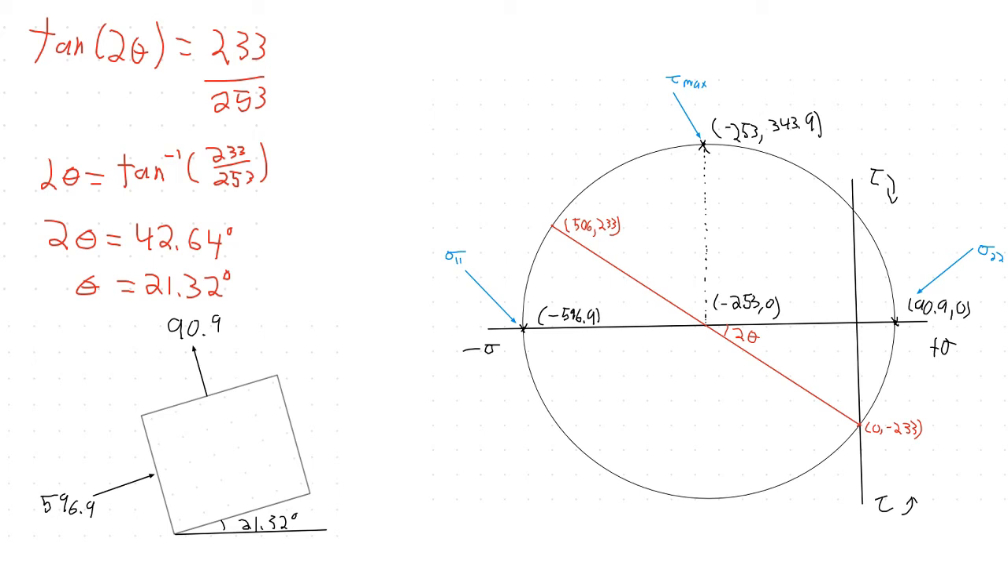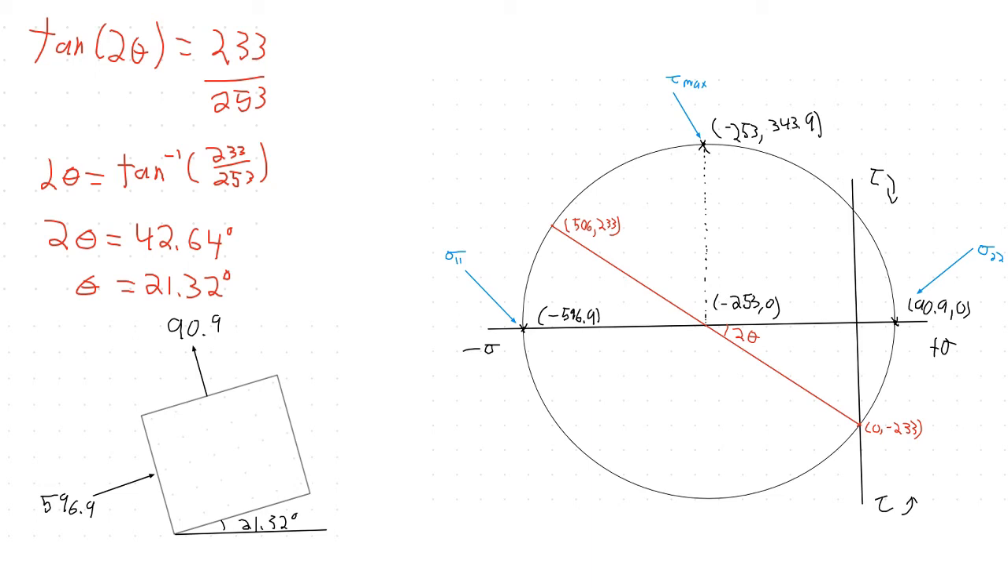To find 2 theta, we take that same triangle that we had before, the horizontal axis being 253, the vertical side being 233. We use tangent. We find 2 theta on our Mohr's circle is 42.64 degrees, and theta is 21.32 degrees. And so we have 2 theta on our Mohr's circle and theta on our element in the bottom right. Our element has to be rotated by half of what it is on Mohr's circle. I'll get into that a little bit later.